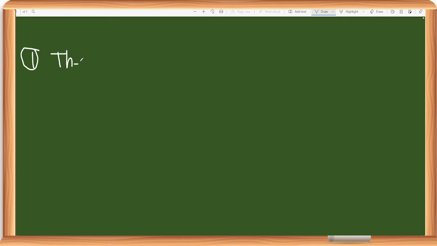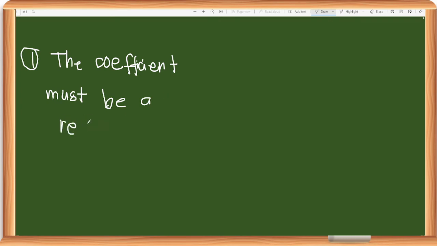Okay, first is the coefficient. It is a must that it must be a real number. Real number. Okay, so ano yung real number? Oh, okay, ano yung main idea dito? First is the coefficient, main word, coefficient, and real.